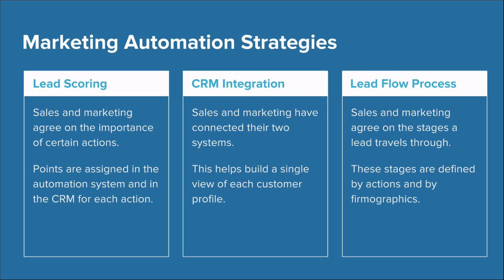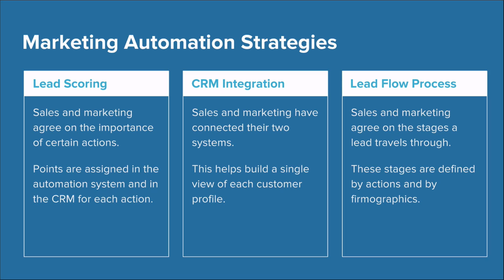One is lead scoring. So sales and marketing agree on the importance of actions that your prospects take in your drip campaigns and on your website. And so this assigns points to different prospects on an individual basis based on the actions they take. So if I go and look at a pricing page, that should be significantly more points than if I just go and look at a blog post. And we also think about CRM integration. We're talking about full-blown marketing automation.